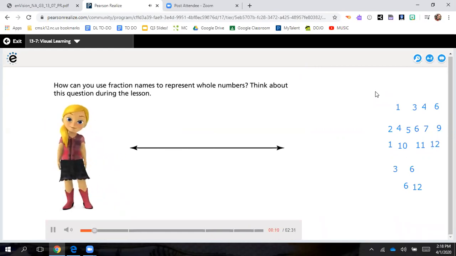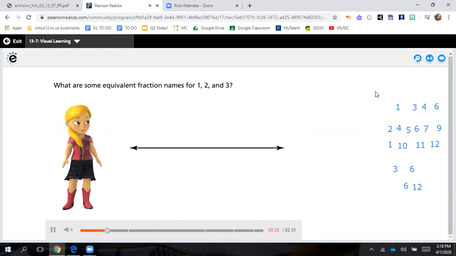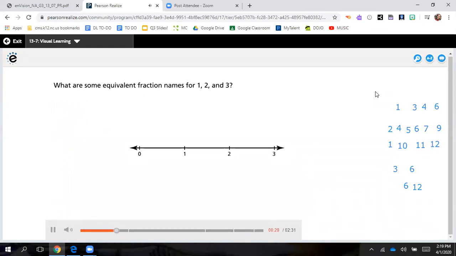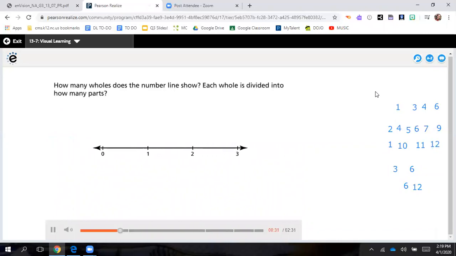How can you use fraction names to represent whole numbers? Think about this question during the lesson. What are some equivalent fraction names for 1, 2, and 3? Let's find out. How many wholes does the number line show? Each whole is divided into how many parts?